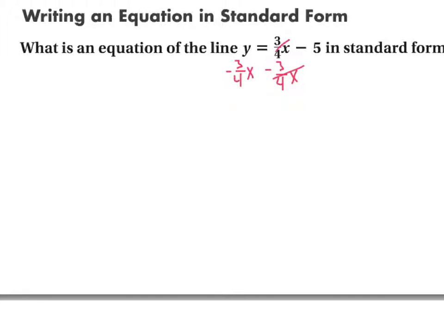Now, when I rewrite the left side, what variable goes first? Look at the example right above that. The x goes first. AX plus BY equals C. So the x has to go first. So I write negative 3/4 x plus y equals negative 5.